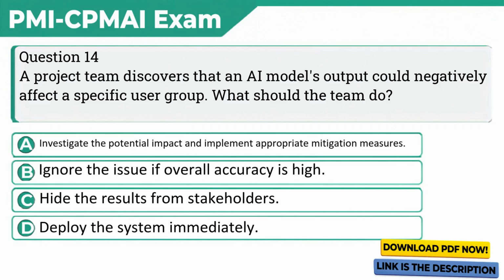Question 14. A project team discovers that an AI model's output could negatively affect a specific user group. What should the team do? A. Investigate the potential impact and implement appropriate mitigation measures. B. Ignore the issue if overall accuracy is high. C. Hide the results from stakeholders. D. Deploy the system immediately.